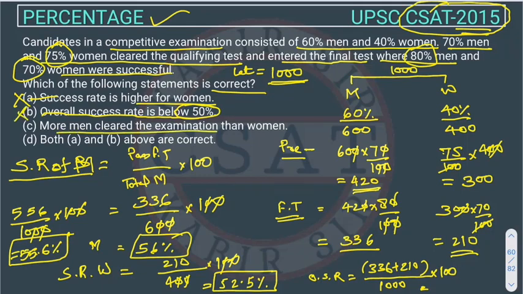More men cleared the examination than women. How many men cleared? 336, we know from here. And how many women cleared the examination? 210. So option C is right. Right. So its answer is this one, option C.